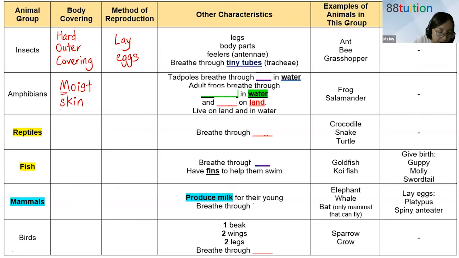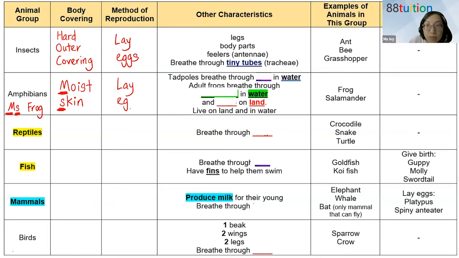Now I teach you how to remember. Can you all remember Miss Frog? It's a silly way, but hopefully it helps you remember. There's an M and an S. Think of Miss Frog. Then how does the frog reproduce, Eldon? Lay eggs or give birth? Lay eggs. Thank you, lay eggs.